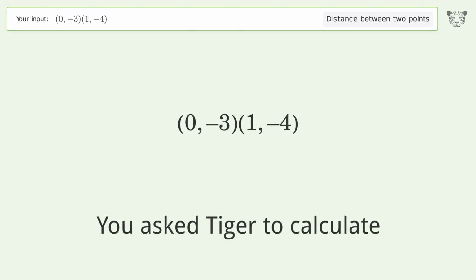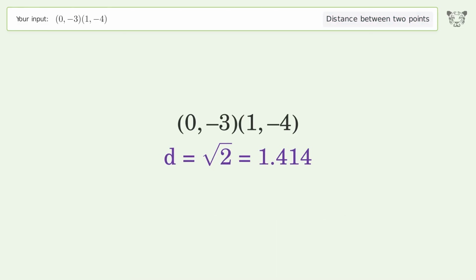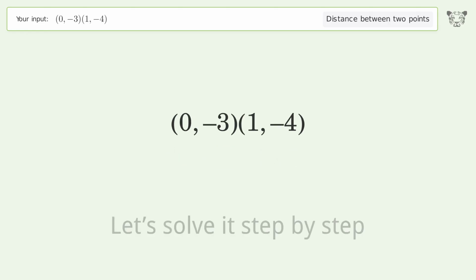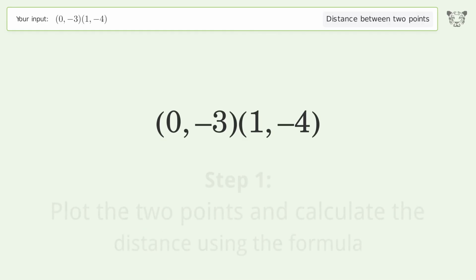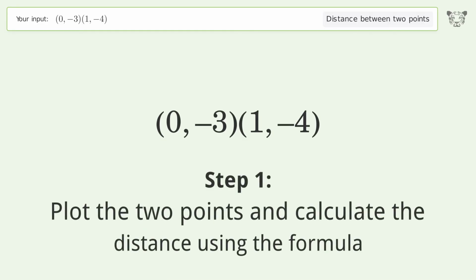You ask Tiger to calculate. This deals with the distance between 2 points. The distance between the 2 points is the square root of 2, or 1.414. Let's solve it step by step. Plot the 2 points and calculate the distance using the formula.